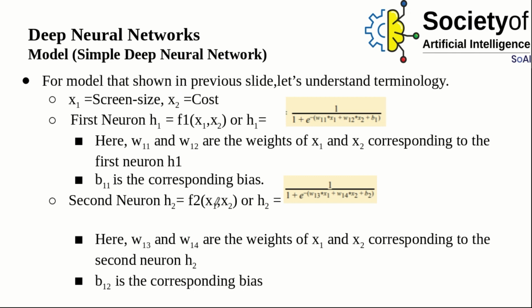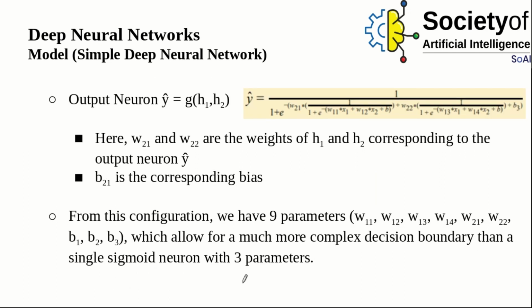Similarly, H2 is equal to F2 of X1 and X2, where H2 is defined in a similar way, which is 1 upon 1 plus e to the power of minus (W13 times x1 plus W14 times x2 plus b2). Here W13 and W14 are the weights of x1 and x2 corresponding to the second neuron h2, and b2 is the corresponding bias.